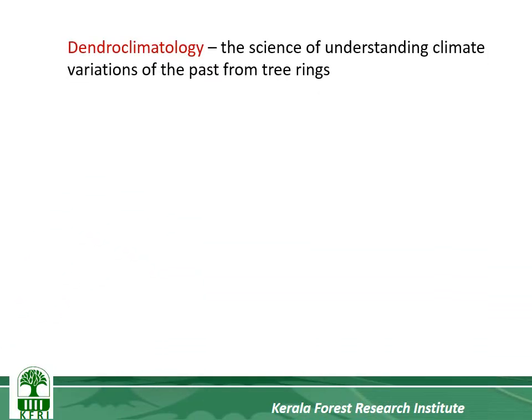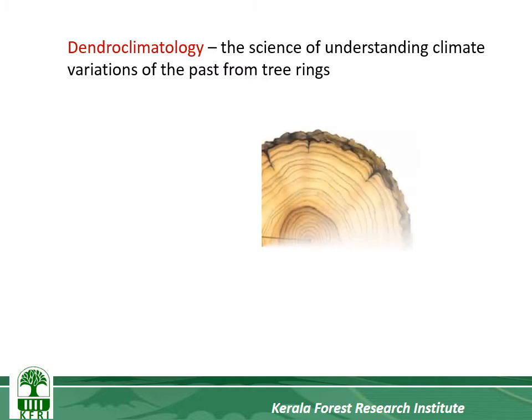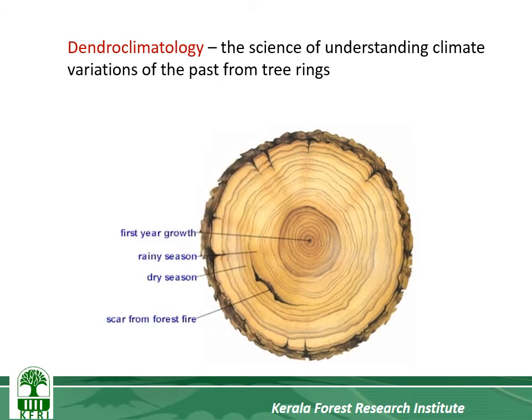In the last slide, I mentioned that in paleoclimatology, they determine the past climate through proxy measurements. One of those proxy measurements is from tree rings. Now, this has developed into a new branch of climatology called dendroclimatology. Dendro in Greek means tree. Actually, it is the science of understanding the climate variation of the past from tree rings.